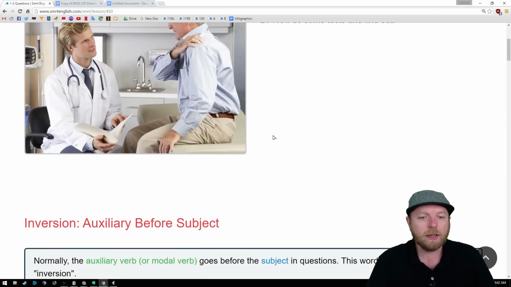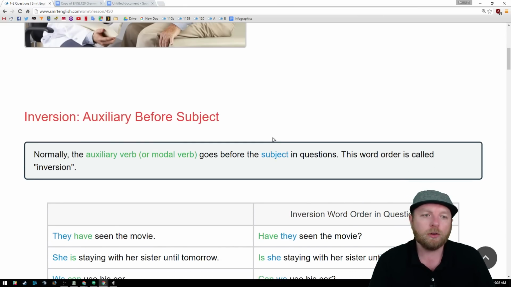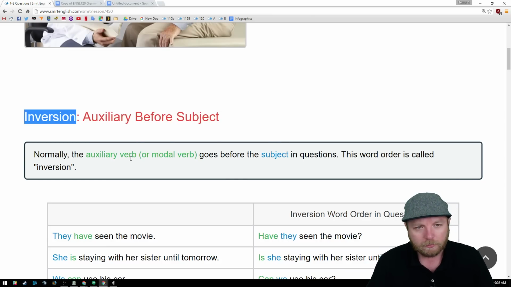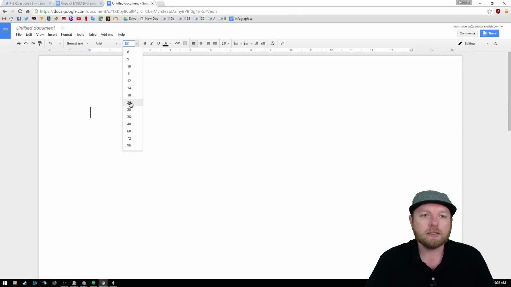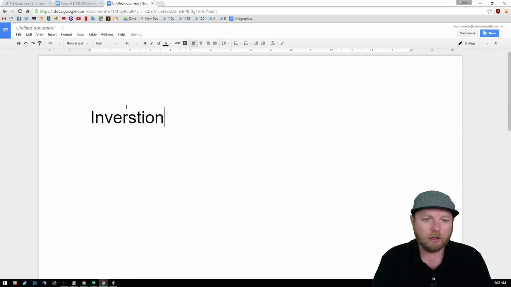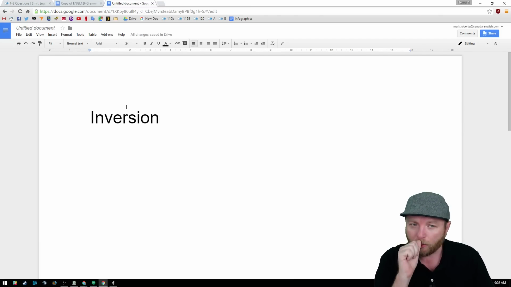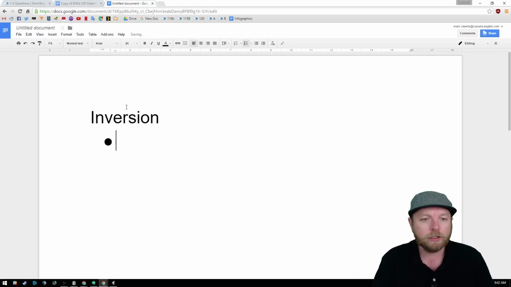Okay, so the first thing we need to learn about questions is this crazy word in English grammar, inversion. I'm going to use this word a lot in class, inversion. So listen, what is inversion? Well, let me just make the text a little bigger. Inversion. I know you don't understand this word. Many English people don't understand this word. So I will explain.